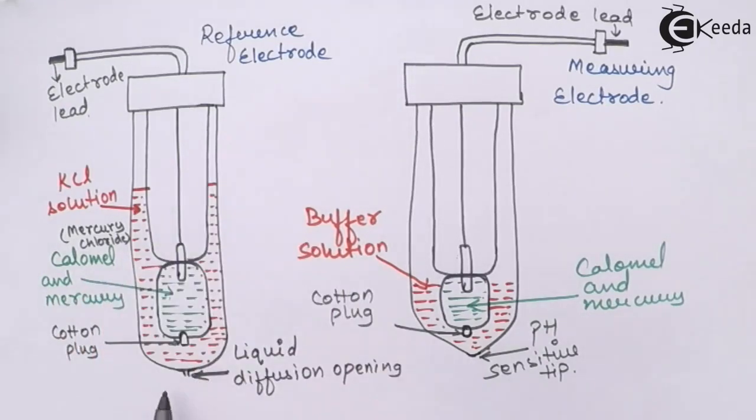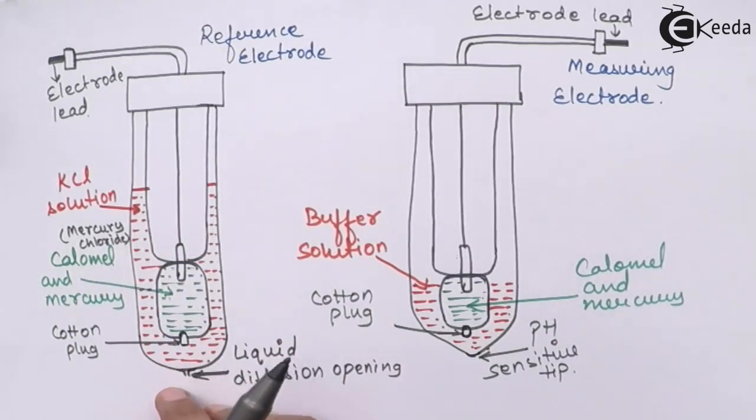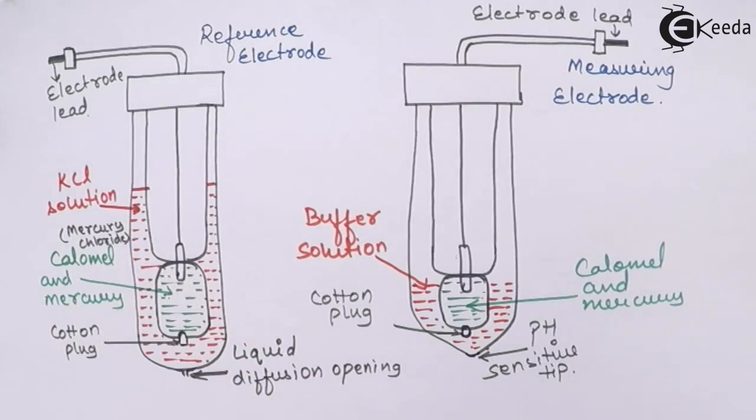Also in this reference electrode, at the bottom of this tube we have a small opening which is called the liquid diffusion opening, so that this KCl solution, drop by drop, can come out of this reference electrode, and when this reference electrode is dipped into the solution whose pH we want to measure, this KCl solution can come in contact with the solution which we want to measure.